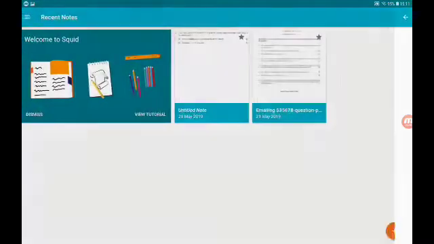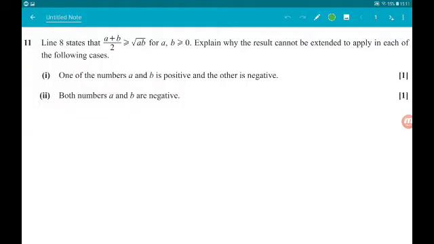So, question 11, it says, line 8 states that a plus b over 2 is greater than or equal to root ab, for a and b greater than or equal to 0. Explain why the result cannot be extended to apply in each of the following cases. Part 1: one of the numbers a and b is positive and the other is negative.